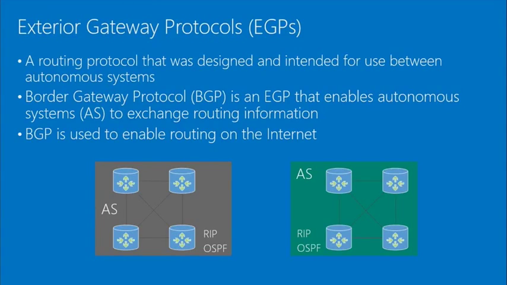So, exterior gateway protocols. Border Gateway Protocol is an example of an EGP that enables autonomous systems to exchange routing information. BGP is used to enable routing on the internet. Basically, we see these two separate autonomous systems that may use RIP or OSPF, it doesn't matter which, but before exterior gateway protocols, they were unable to communicate with each other. Now with the exterior gateway protocol, bam, look at that. We have communication between the two of them.